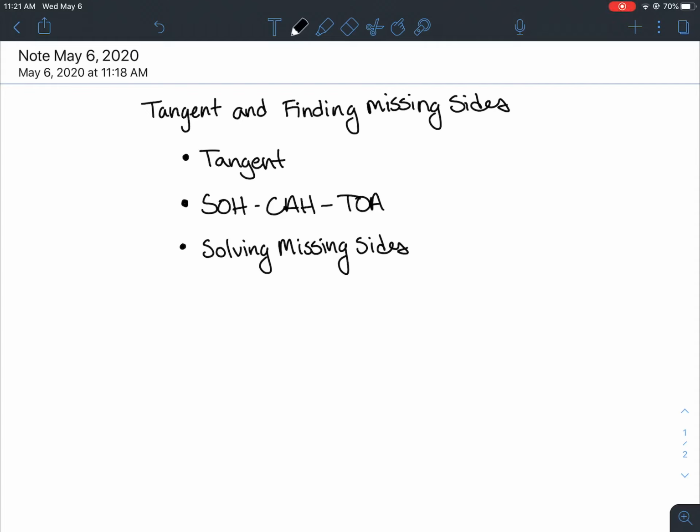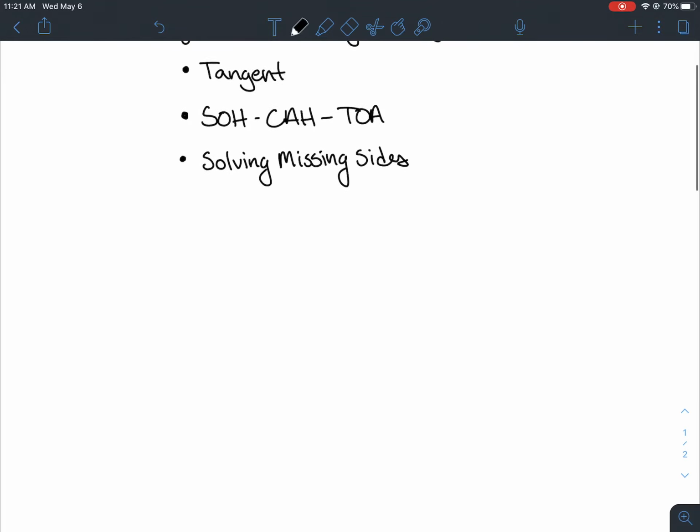Hello. Today we're going to go over the last of the three trigonometric ratios, which is called tangent. And then we're going to start using algebra and those trig ratios to find the missing sides of a triangle, of a right triangle, I should say.